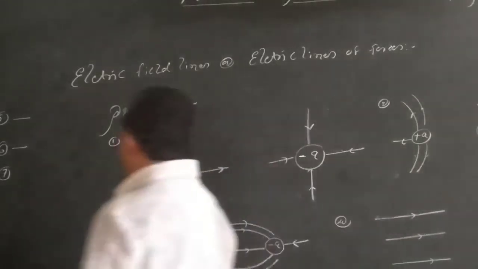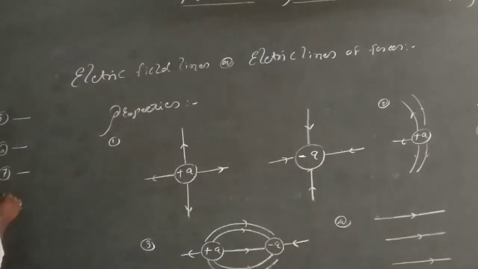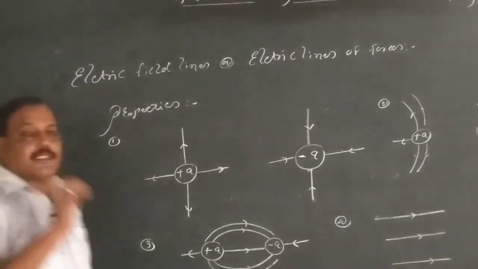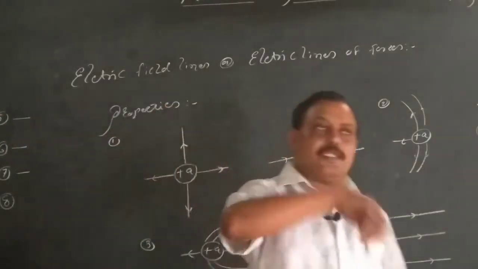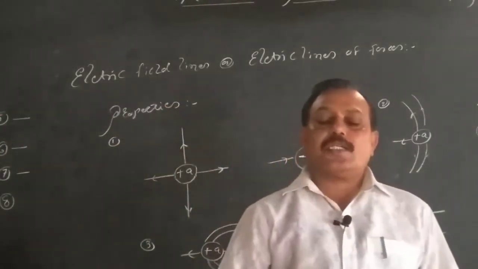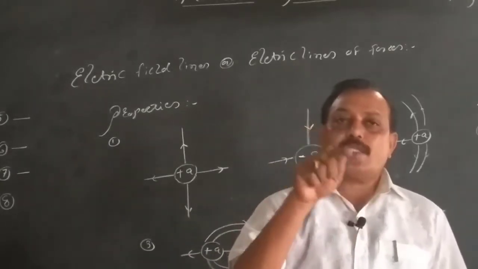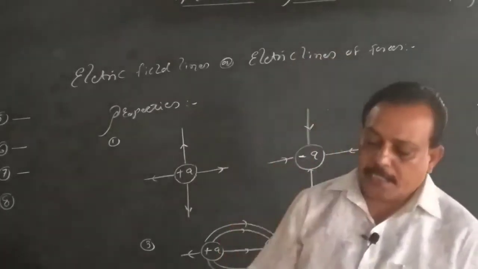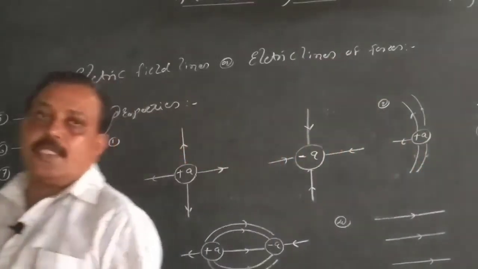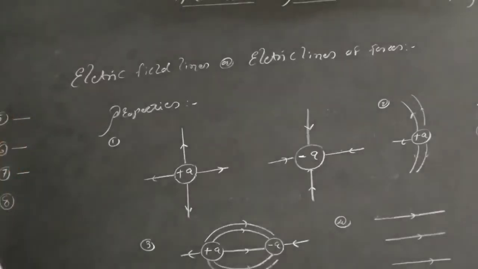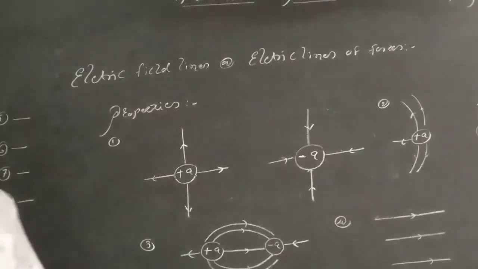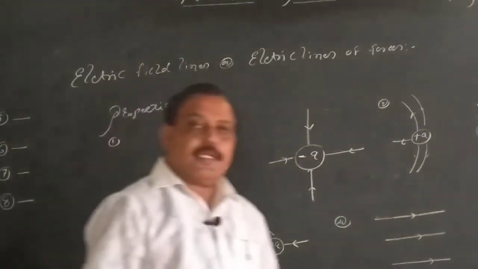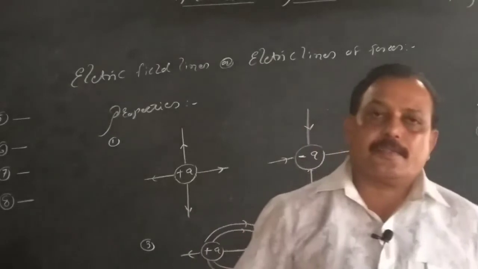Then eighth property, the electric lines of forces never enter inside the conductor. Already we have studied earlier, when the charge is given to the conductor, the charge resides only on the outer surface of the conductor. When the charge never enters inside the conductor, there will be no question of what? Entering the electric lines of forces. Hence we can make the property: the electric lines of forces never enter inside the conductor.